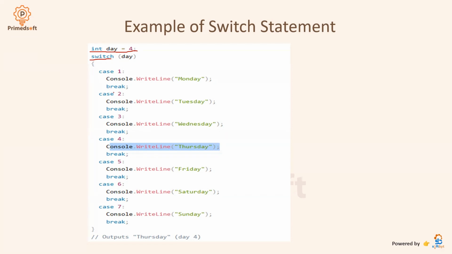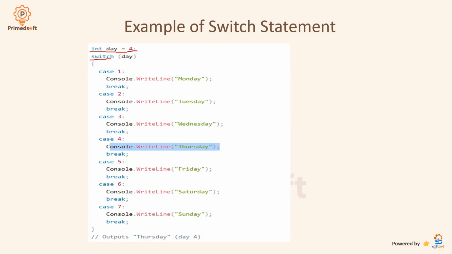Then inside the curly braces is where you start writing your code. You now write your first case 1, put your colon, and then Console.WriteLine Monday. So if the day is 1, which is the first one, case 1, assuming we say day equal to 1 here, it will print Monday for us, because we've declared that the day is equal to 1.